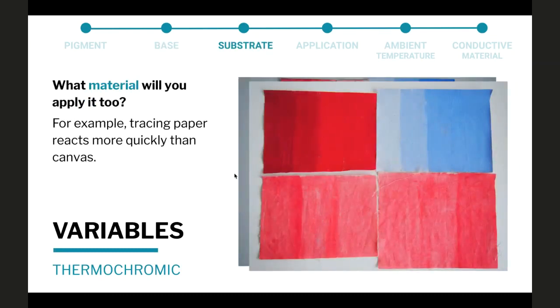Okay, so next is the substrate. What material are you going to actually apply it to? Are you going to apply it to tracing paper, which is quite thin and will react really quickly because it's going to be in more contact with the heating element? Or if you have something like a thick piece of canvas, it's not going to change as quickly, because the heat is going to take more time and probably won't as efficiently get through that canvas to react with the actual pigment.